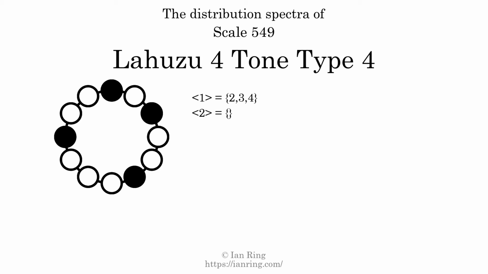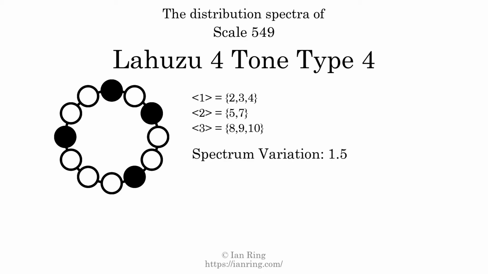The generic interval of 2 scale steps comes in 2 different specific interval sizes: 5 semitones and 7 semitones. The spectrum width of this generic interval is 2. The generic interval of 3 scale steps comes in 3 different specific interval sizes: 8 semitones, 9 semitones, and 10 semitones. The spectrum width of this generic interval is 2.